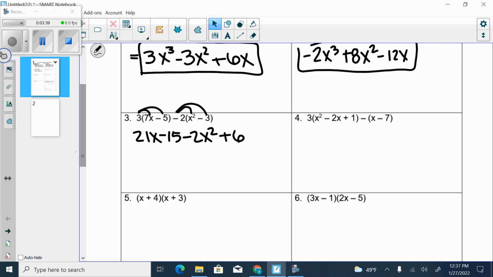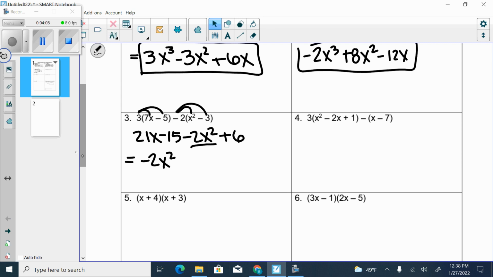Okay, any like terms here? Yeah. 15, negative 15 and 6. Right, so we are going to combine our like terms. While we're doing that, we're going to rearrange this as well. You put the highest exponent first and work your way down. So our highest exponent comes from this piece. So that's the piece I'm going to write down first. Negative 2x squared.